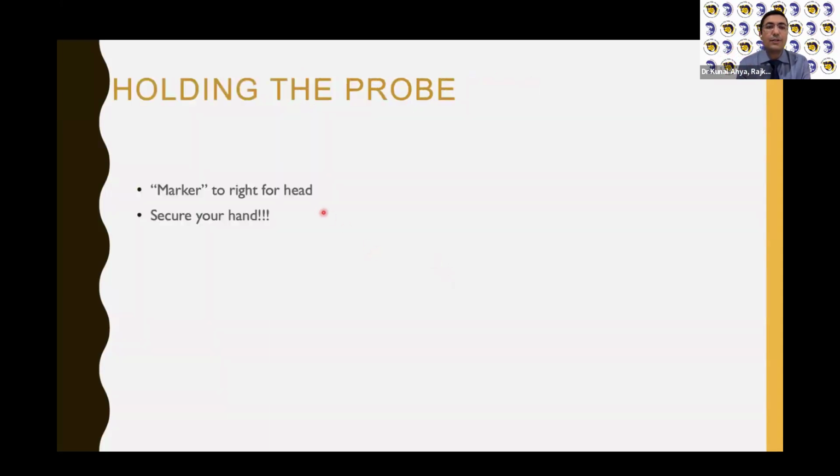So how do you hold the probe? For holding the probe, your marker should be on the right side of the head, or it should be anterior, and you should be safely securing your hands, because while doing the ultrasound, sometimes the baby moves, or your hand would be moving a lot. So you should try to secure your hand.